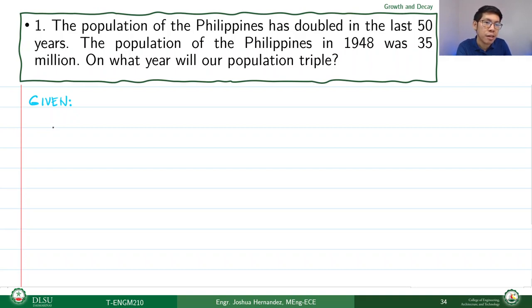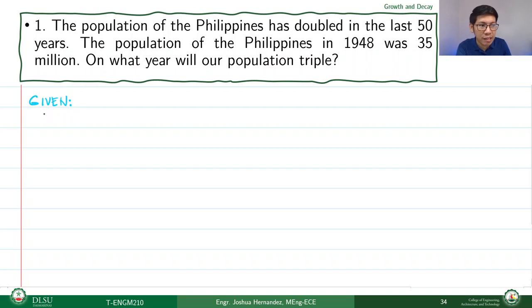Kasi, kailan tong last 50 years? Ito ba ay 2020 minus 50? Or could it be any 50 years of any year? Medyo vague yung first sentence, pero kung babasahin mo yung second sentence, sabi niya roon, the population of the Philippines in 1948 was 35 million.